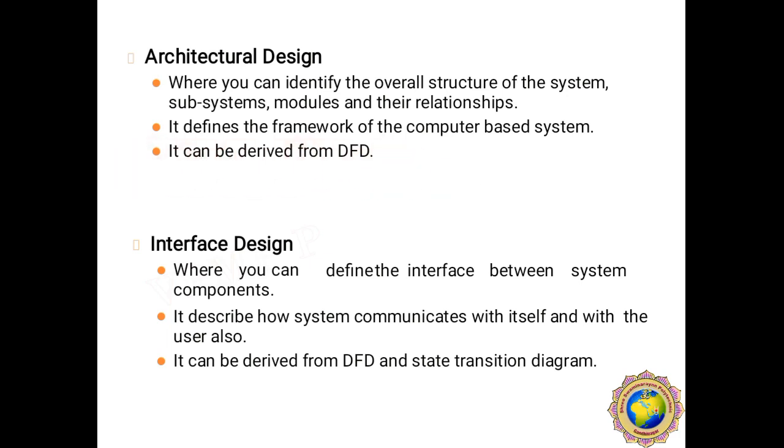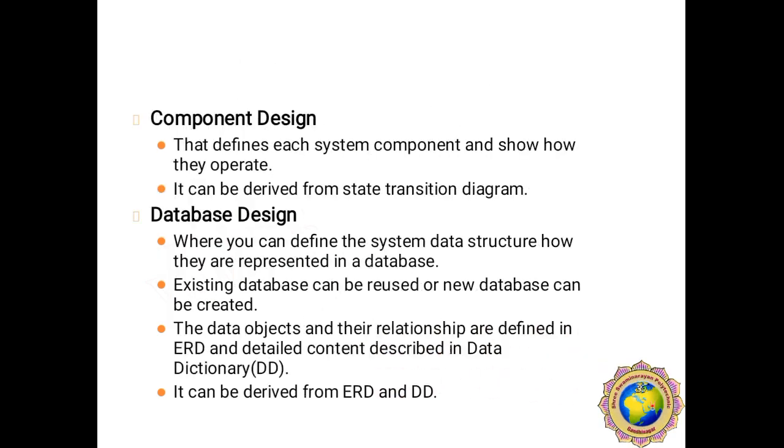Okay. The second classification of design is interface design, where you define the interface between system components. It describes how the system communicates with itself and with the user also, and it can be derived from the data flow diagram and state transition diagram. Next, component design. Component design defines each system component and shows how they operate. It can be derived from the state transition diagram.